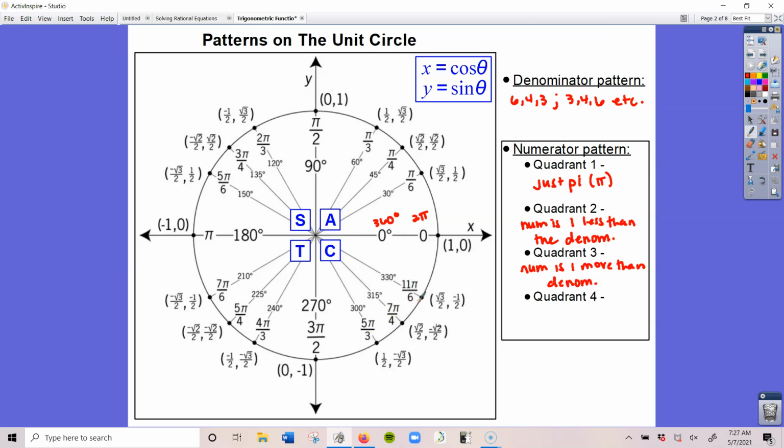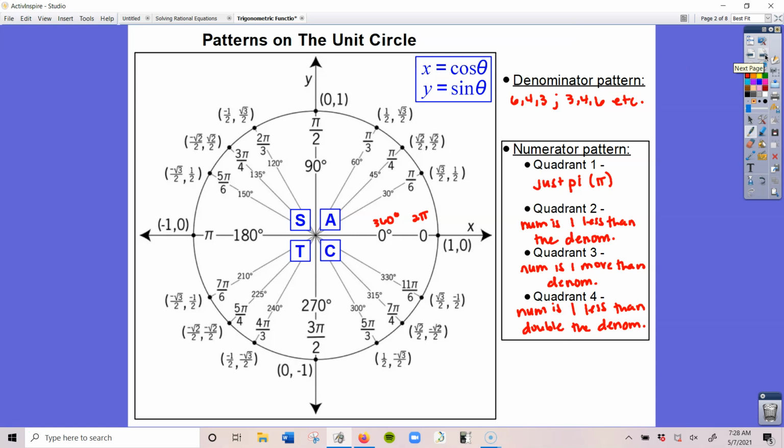Quadrant 4, the pattern may not be as evident, but here's the trick. If you look at the denominator and you multiply it by 2, you get 6. And then subtract 1, 5. Over here, 4 times 2 is 8, minus 1, 7. 6 times 2 is 12, minus 1, 11. So this means that the numerator is 1 less than double the denominator. So that's going to be your pattern, and we're going to be using these patterns later on in the lesson.